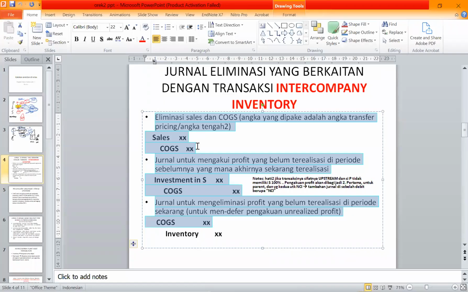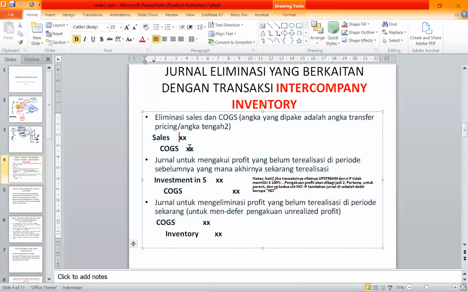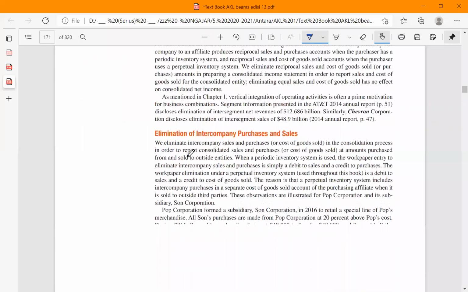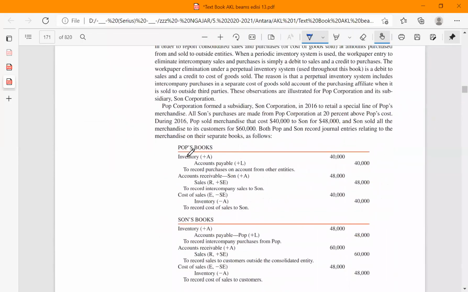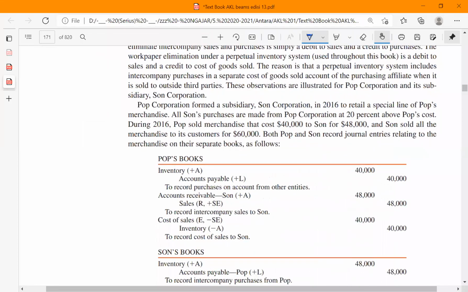Okay, so now we discuss these three journal entries one by one. For the first one, eliminate the sales and cost of goods sold. What number should we journalize here on the books? Maybe we can discuss it using the example given by Beams here.